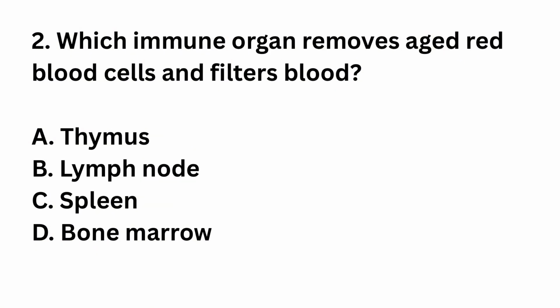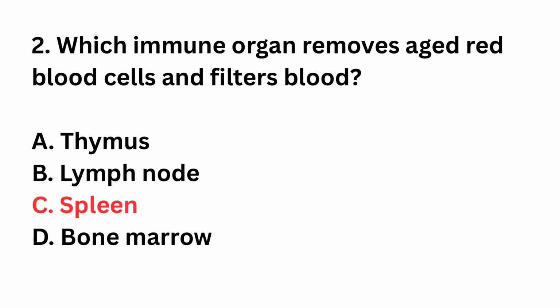Question number 2. Which immune organ removes aged red blood cells and filters blood? Thymus, lymph node, spleen, bone marrow. The right answer is option C, spleen. The spleen removes old red blood cells and traps blood-borne antigens.